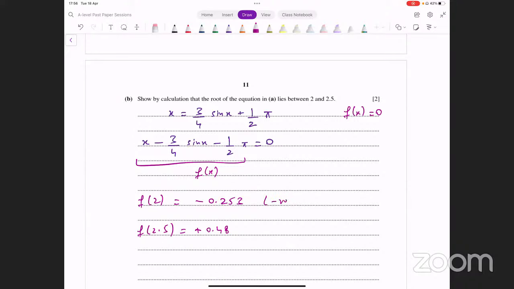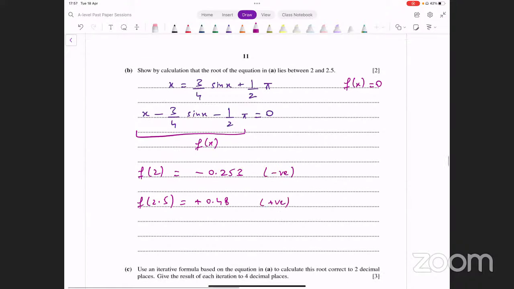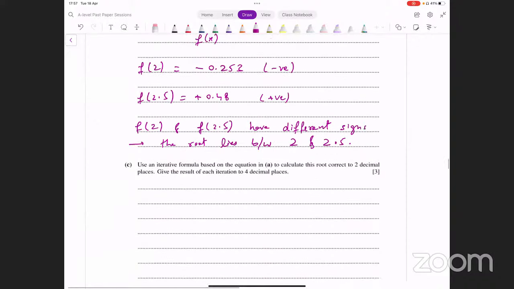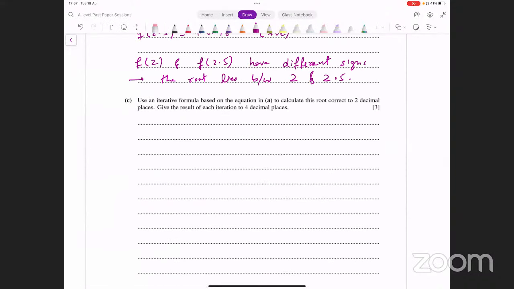ठीक है, अब एक नेगेटिव आ रहा है, दूसरा पॉजिटिव आ रहा है। व्हाट डू यू से? अब यहाँ पे ये स्टेटमेंट लिखना जरूरी होगा। यू से f of 2 and f of 2.5 they have different signs या opposite signs, या आप ये लिख देंगे साइन चेंज हो रहा है, वर्डिंग लिखना जरूरी है। लेकिन they have different signs, that means the root lies between 2 and 2.5. ठीक है, साइन चेंज हो रहा है, उस वजह से रूट लाई करता है 2 और 2.5 के दरमियान। Okay, now it says use an iterative formula based on the equation in A to calculate this root.